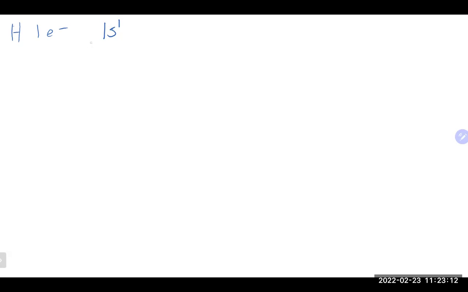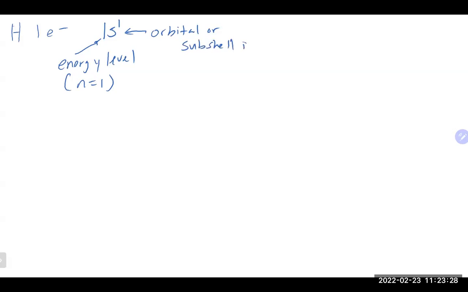What does each of these things represent? The first number is the energy level, or the n number. The s is the orbital or subshell it's in. And the 1 is how many electrons there are in that orbital or subshell. So again, the first one tells us it's on the first energy level, the s tells us the orbital the electron is in, and the number on top tells us how many electrons are in that orbital or subshell.